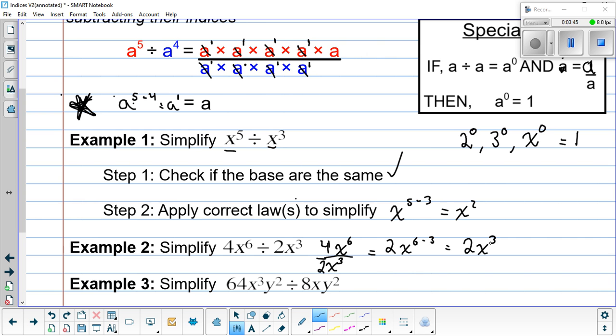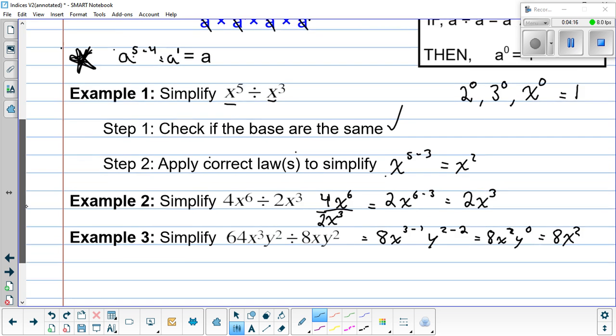One other thing that we could start to do is 64 divided by 8. Well, that's just 8. Then we can do x cubed, so 3 minus 1. And then it's y to the 2 minus 2. So we're going to get 8x squared, y to the 0, which is simply 8x squared. So it looks very different, very simplified in comparison to what we had.